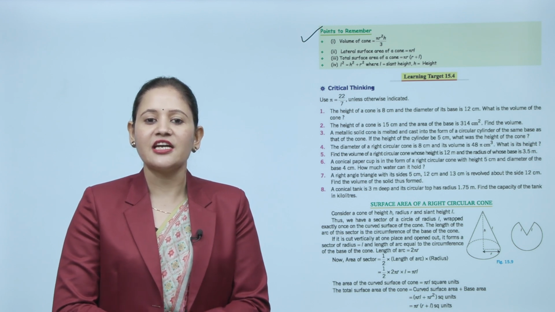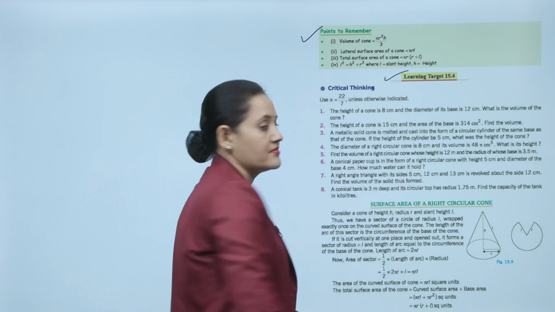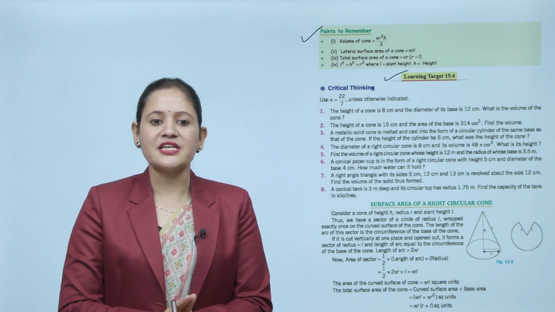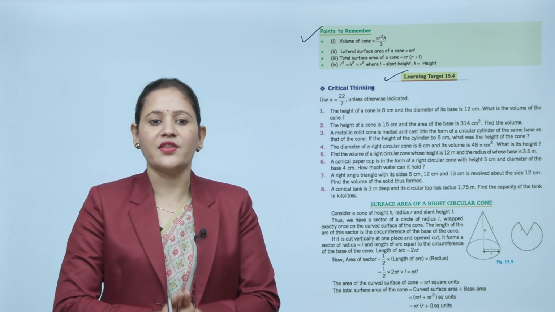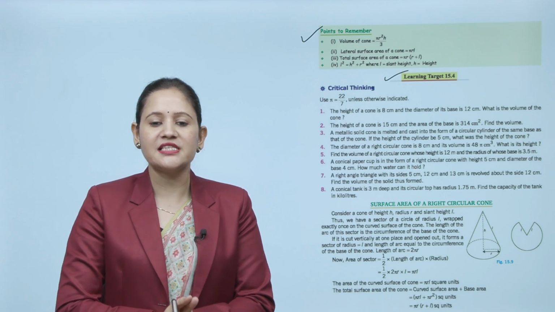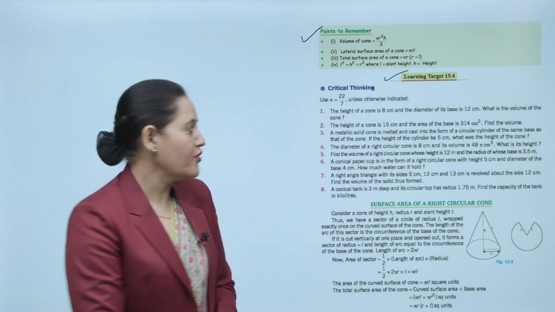Next is learning target 15.4. Use pi as 22/7 unless otherwise indicated. Question 1. The height of the cone is 8 cm and the diameter of its base is 12 cm. What is the volume of the cone? We have to find the volume.